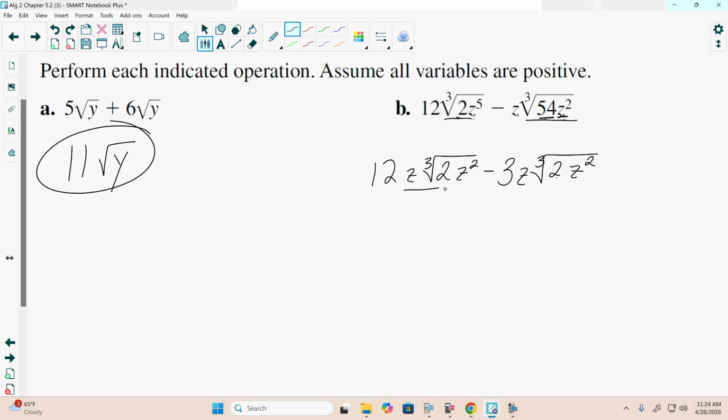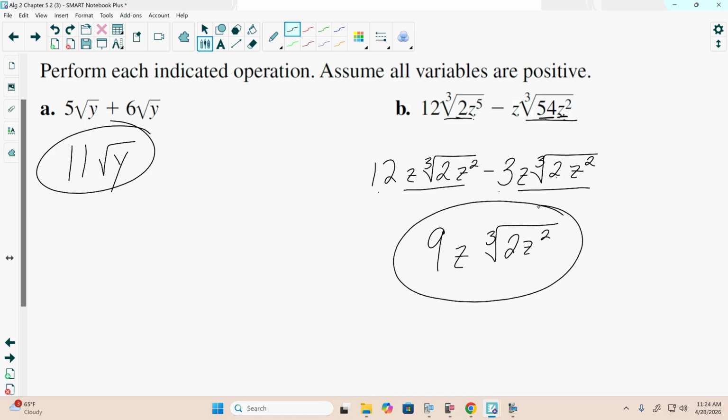Z times the cubed root of 2z squared, z times the cubed root of 2z squared. They are now both the same. 12 minus 3 is 9. And then we have to put our z times the cubed root of 2z squared back. Telling us the final answer for this here is 9z cubed roots of 2z squared. Questions on this here? Are you ready for the next one?